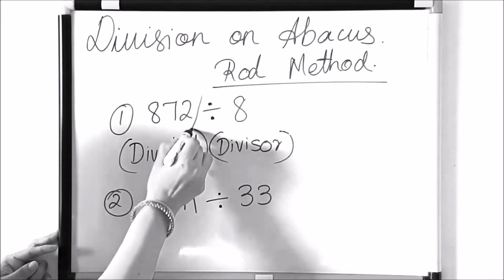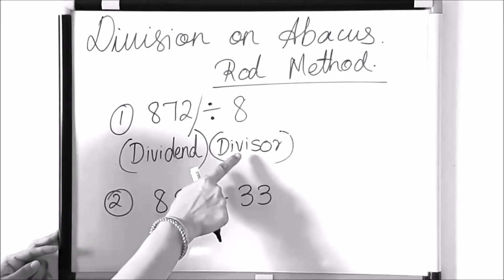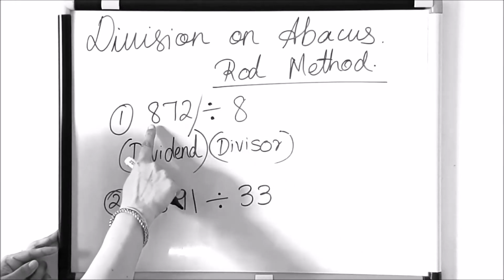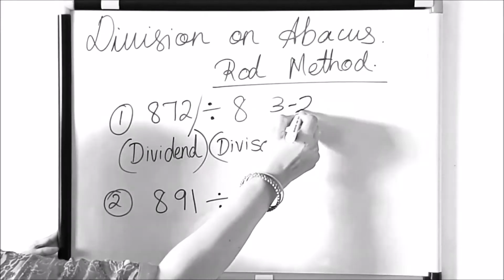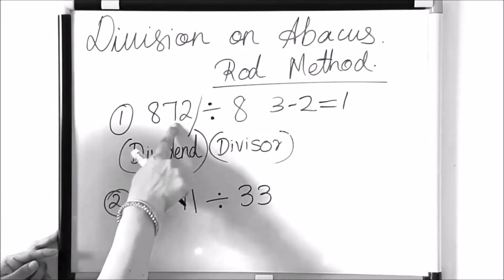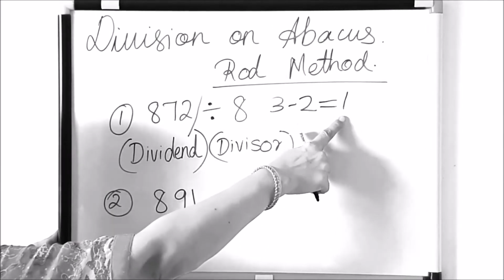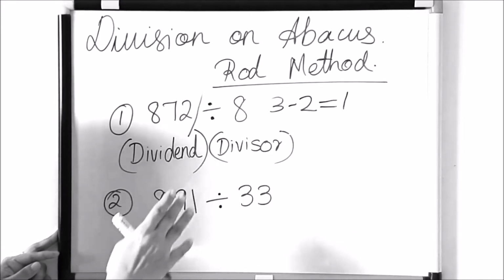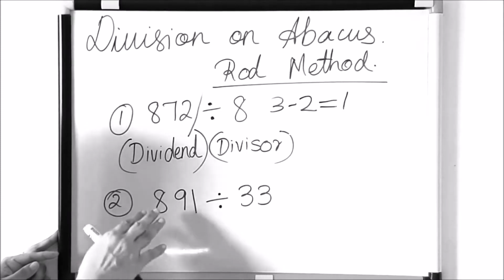So we have to separate the dividend from the divisor and the divided sign. So it will be 3 minus 2. 3 minus 2 is 1. So we have to place the dividend from the first rod on the abacus. And in the previous video I have also shown the rod numbers, which is first, second, third and so on.